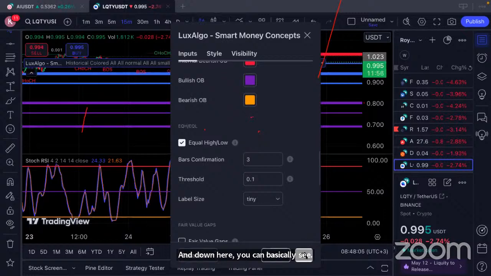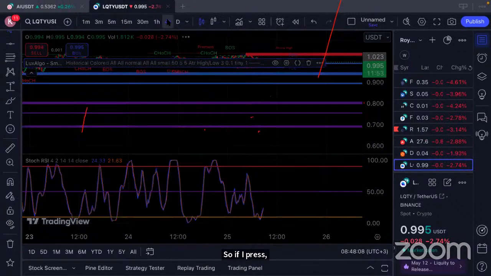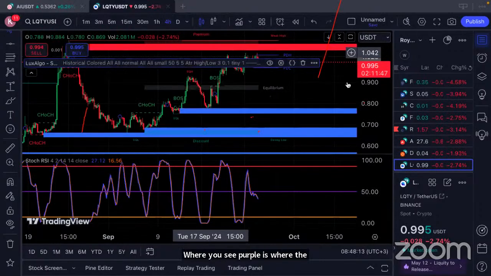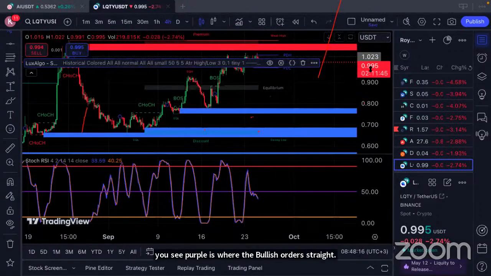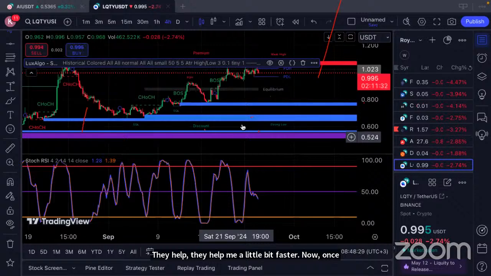So if I press OK and then go back to the coin, let me put it in the 4-hour time frame, where you see purple is where the bullish order is straight. Where you see yellow. So I just left in the internal ones because they helped me a little bit faster. Now, once this is a straight bullish, they expect the buyers to come in straight away on the purple line.